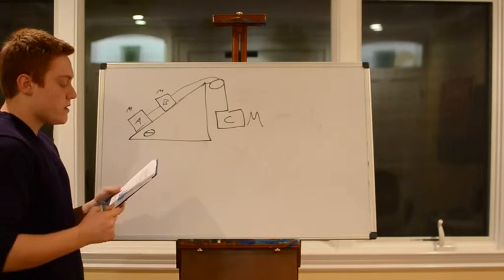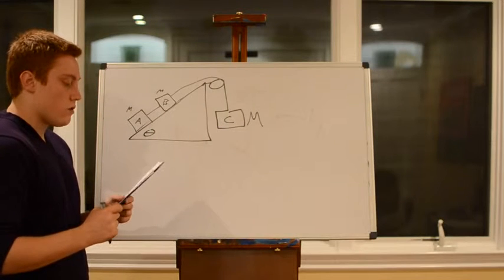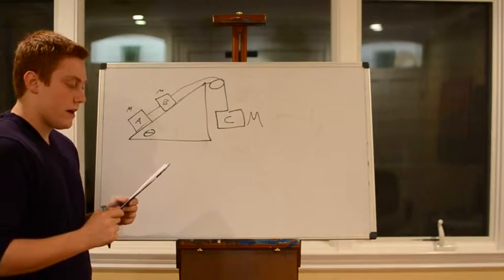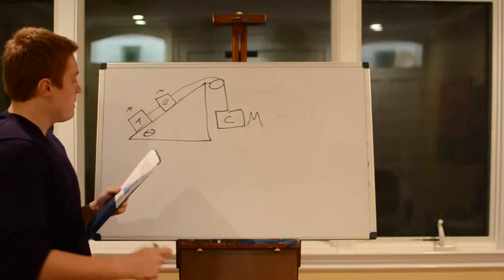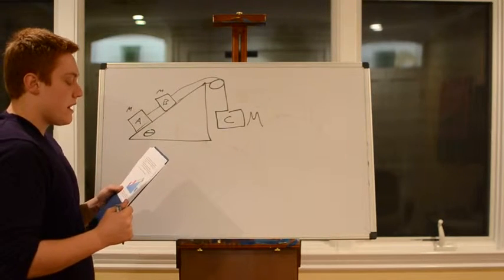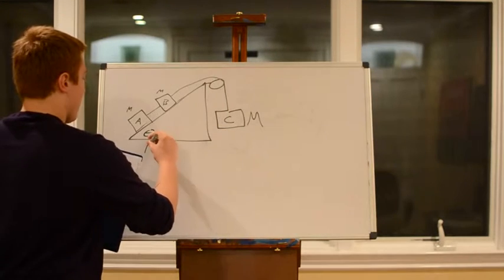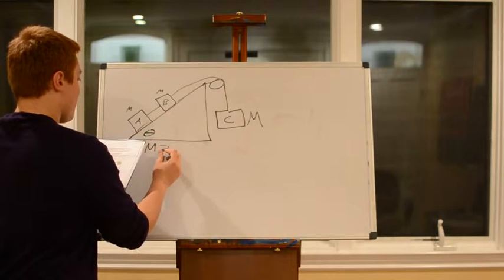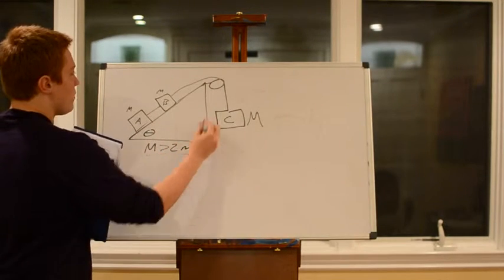So the question is, in the diagram below, block A is attached to block B by a light cord, and block B is attached to block C by a light cord, ran over a massless frictionless pulley. The angle of the incline is given by theta, and the mass of the blocks A and B is little m, and the mass of block C is capital M, where capital M is greater than 2 little m. So this basically lets us know that this will be moving downward.